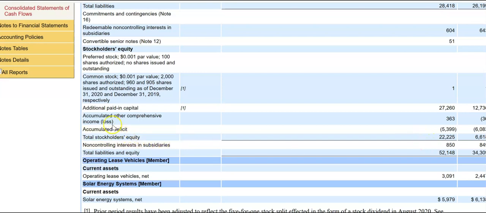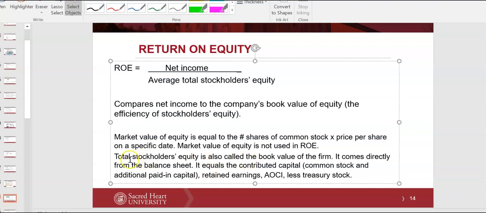But what's behind stockholders' equity? If there's any preferred stock, common stock, additional paid-in capital, accumulated other comprehensive income or loss, and typically what we see is retained earnings. We see with Tesla, a rather new company, has a negative retained earnings, which is known as an accumulated deficit. It all comes directly from the balance sheet: contributed capital, retained earnings, accumulated other comprehensive income, and if the company has purchased its own shares back, we might see a specific line for treasury stock.